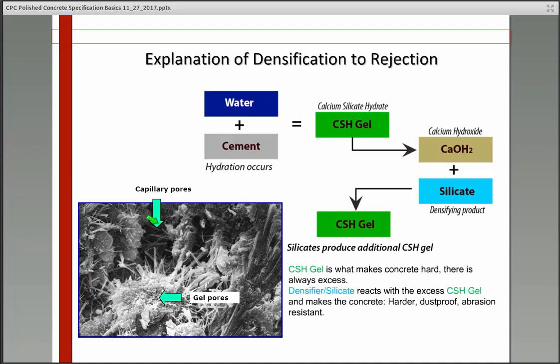Our densifier goes in, and these are the reactions. And the more of these reactions happen and happen and happen, when you get to this level, if that's the top of the slab, that would be considered densification to rejection. Very important process. What you as an architect need to know is to make sure it's in your specification.